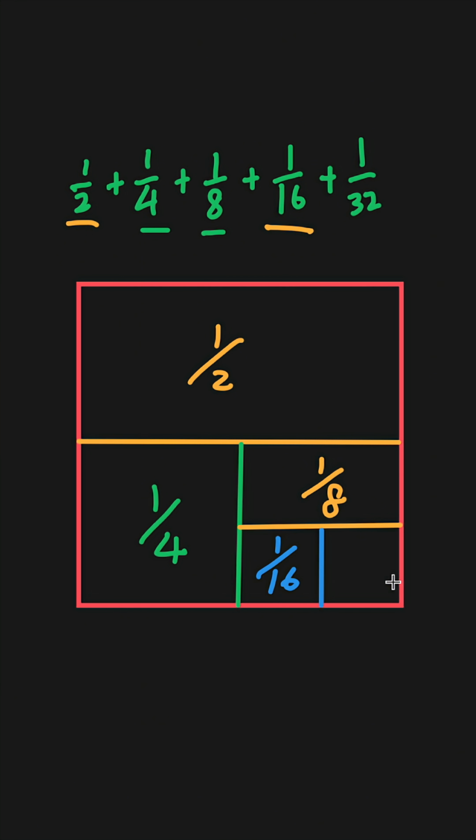So now we only have to do one more step to get 1 over 32. There you go. So let's separate. Let's use another color, by the way. Let's separate the other half into 2 halves. And then we get 1 over 32.